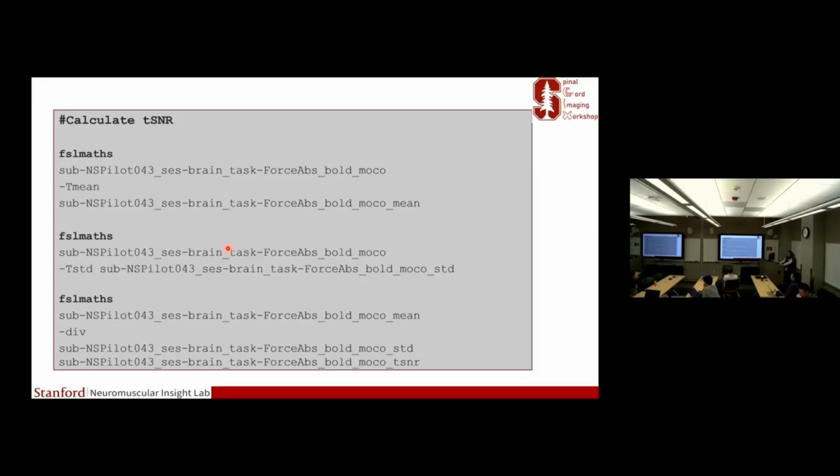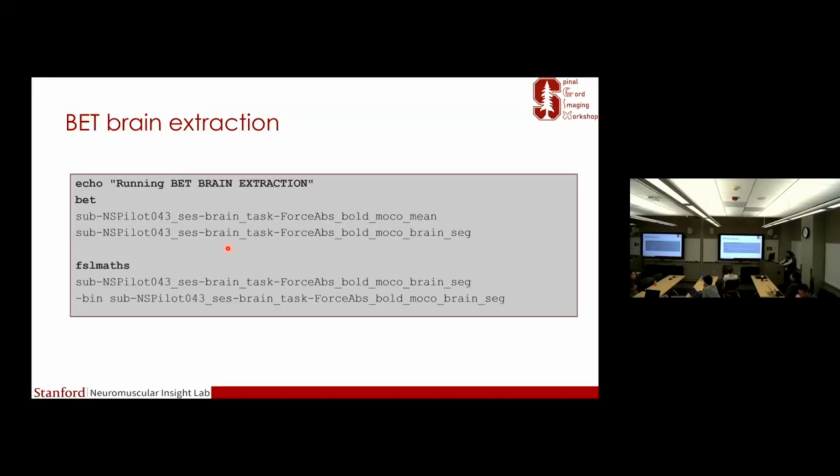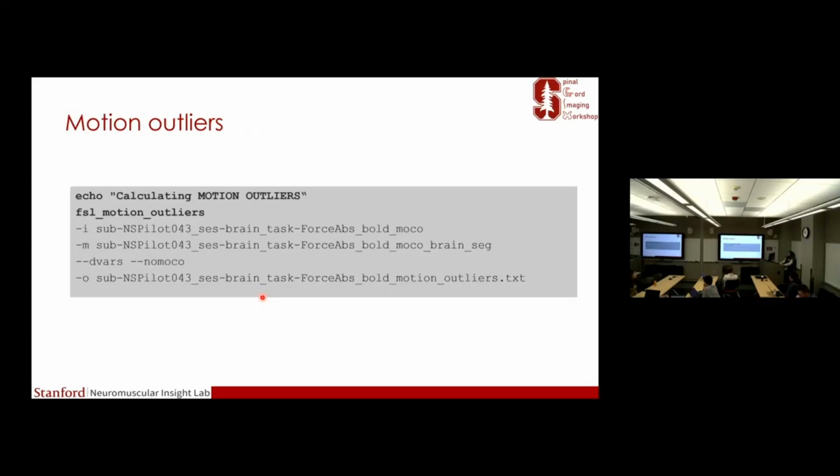And then we also calculate tSNR. Then we extract the brain to get rid of the skull. For this, you can use FSL's BET functionality to extract the brain. And then we binarize this segmentation to get a binary brain mask in the native space. Again, we calculate the motion outliers, as I mentioned, similar to the spinal cord.